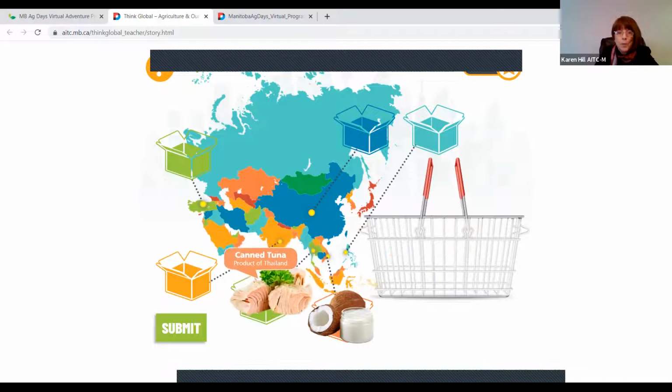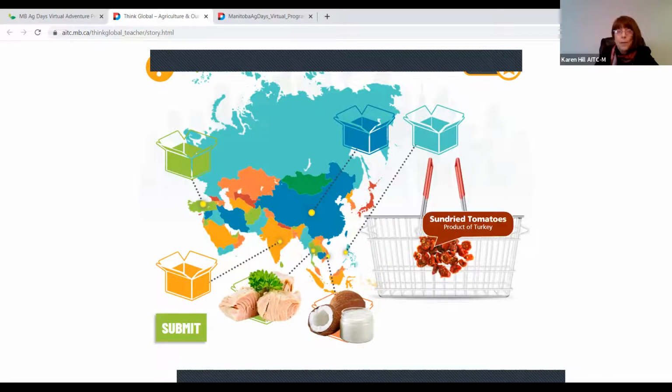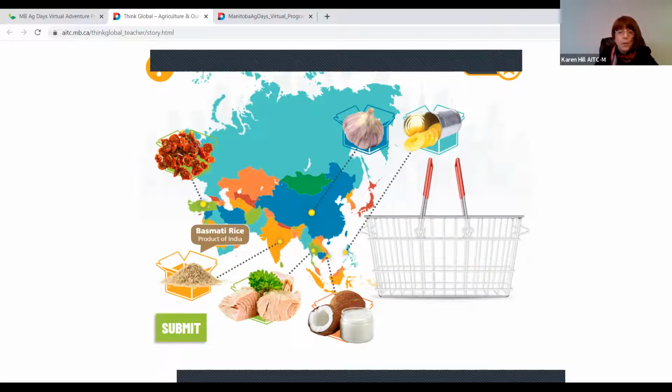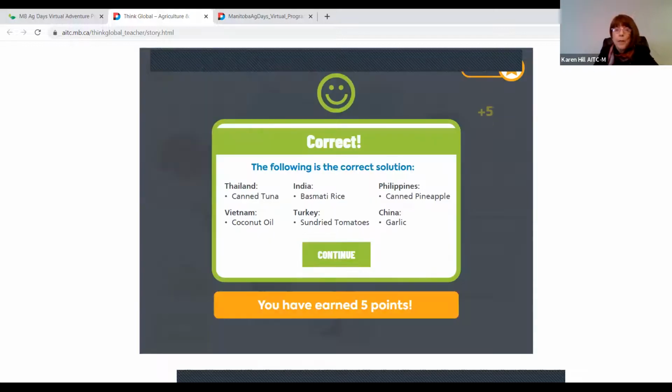This one is going to go on the box that's connected to Thailand. This one goes into Turkey's box. This one goes into the Philippines. This one belongs to China, so it goes there. And this one belongs to India, so it goes there, and we submit. If they happen to get a wrong answer, they'll be given a chance to try it again.